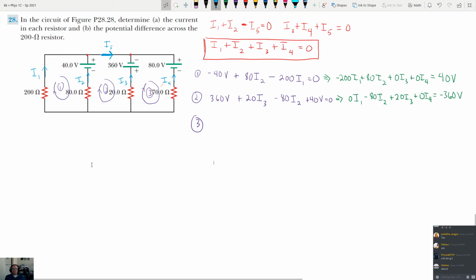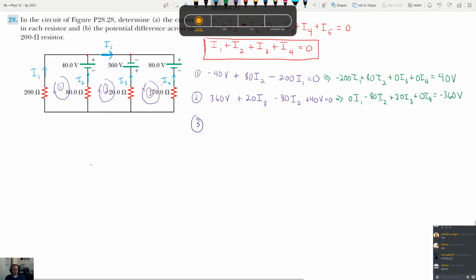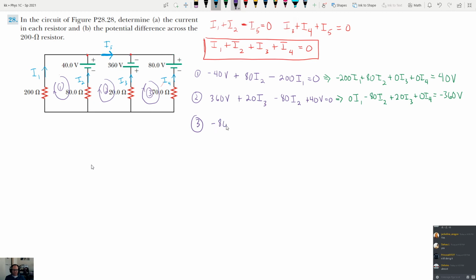Okay. For loop number 3, let's start at this corner. We're going clockwise, so down, plus to minus is negative 80. We're going upstream, so positive 70 I4. Professor, for number 2, maybe the 40 volts. Oh, you're right. It should have been 360 plus 40, which is 400. So this very last one should have been negative 400. Thank you for catching that.